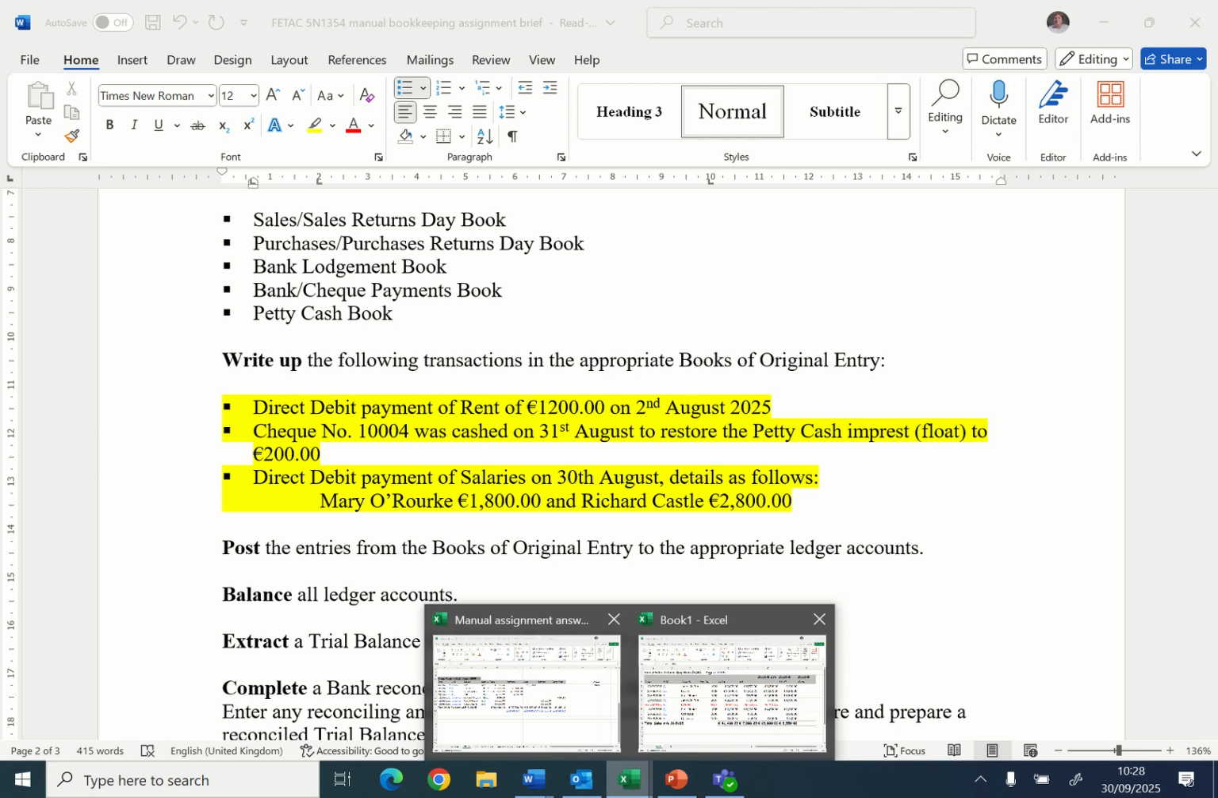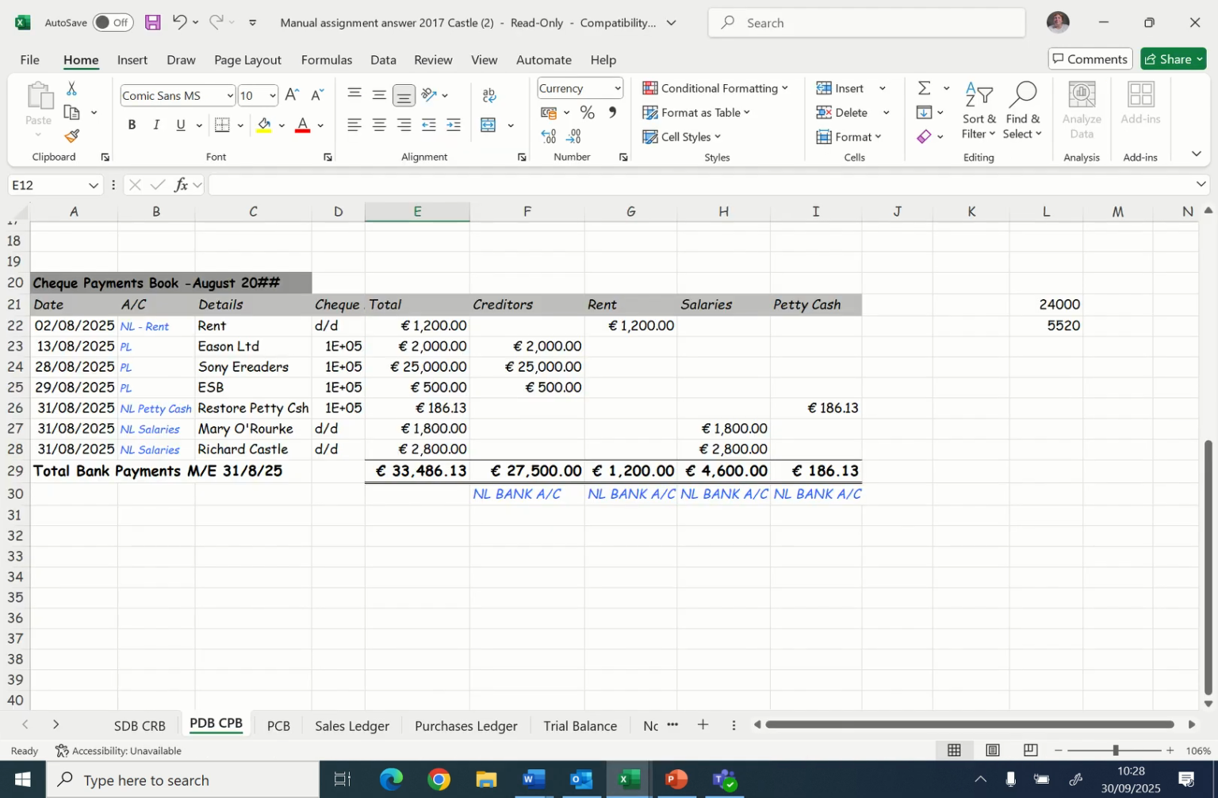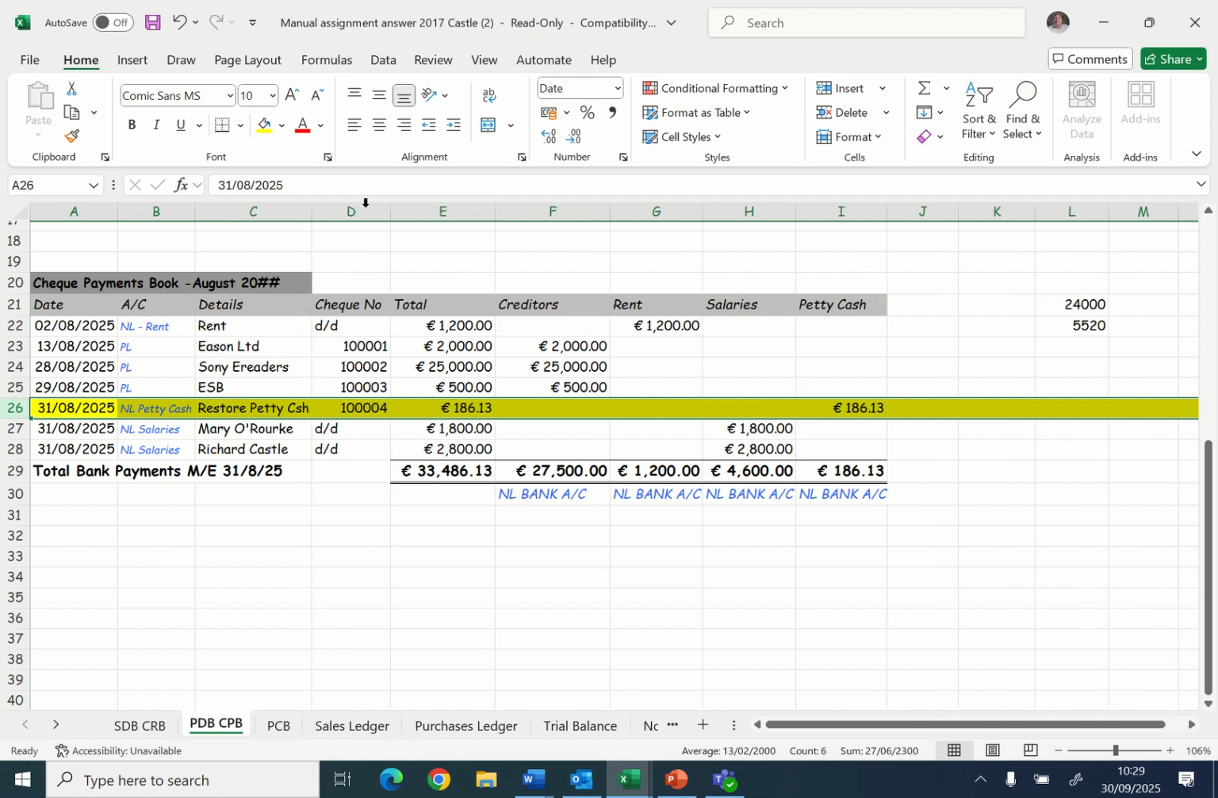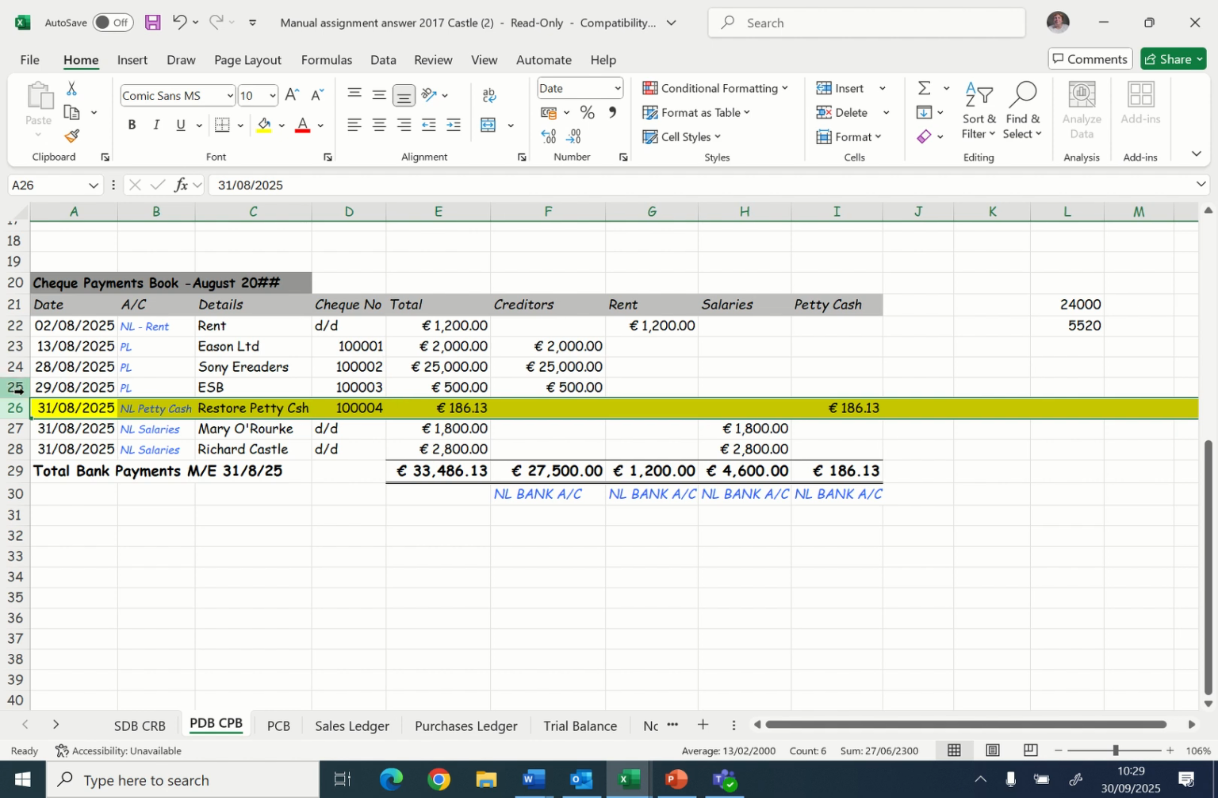Now, this book we can't fully total off. I'm going to highlight this line for a second. We can't fully close off this book until we have done the petty cash book because we need to know how much we spent. So, spoiler alert, we spend €186 during the course of the month. But until we know that, we can't total off this book.